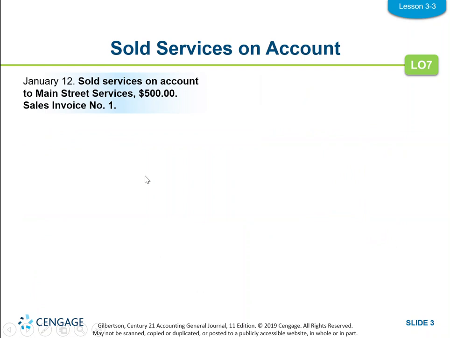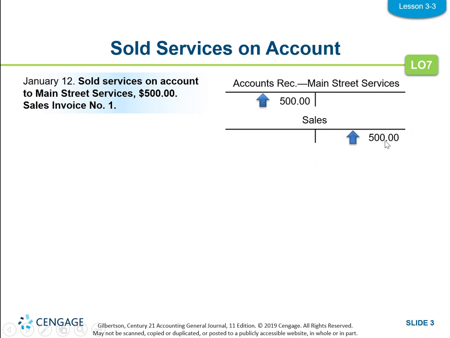All right, next one, we sold services on account. Sold services on account to Main Street Services, $500, sales invoice number 1. So what two accounts are going to be affected? Well, we sold services on account, so it's going to be accounts receivable, Main Street Services, and sales. Sales is a capital owner's revenue account. Main Street Services accounts receivable is an asset. So they owe us more money, so we're going to record a debit to accounts receivable and a credit to sales.